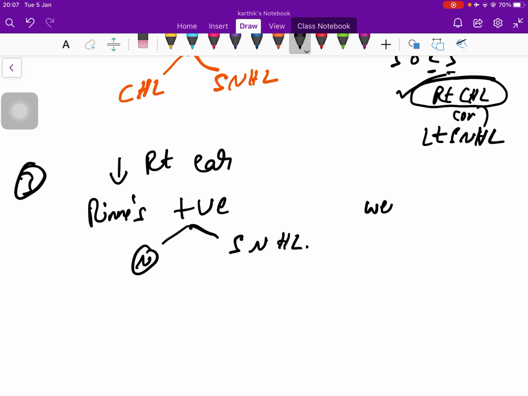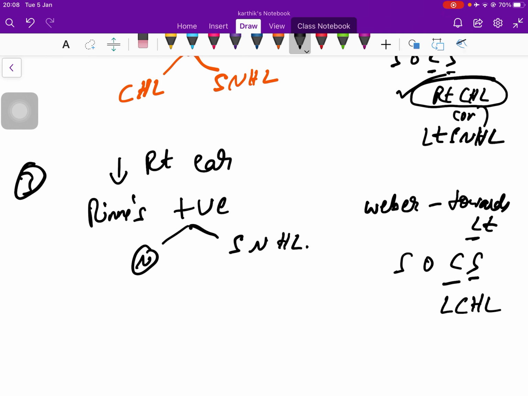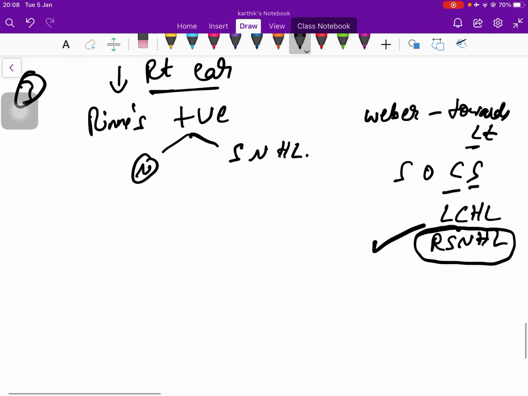And Weber was towards left. If it is towards left, it means left same side, so left side conductive hearing loss or right side sensory neural hearing loss. Here patient has problem in right ear, so the answer is right sensory neural hearing loss.